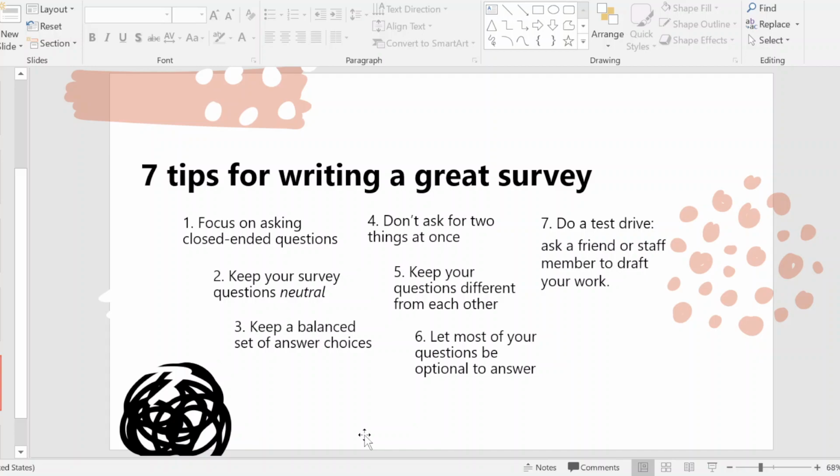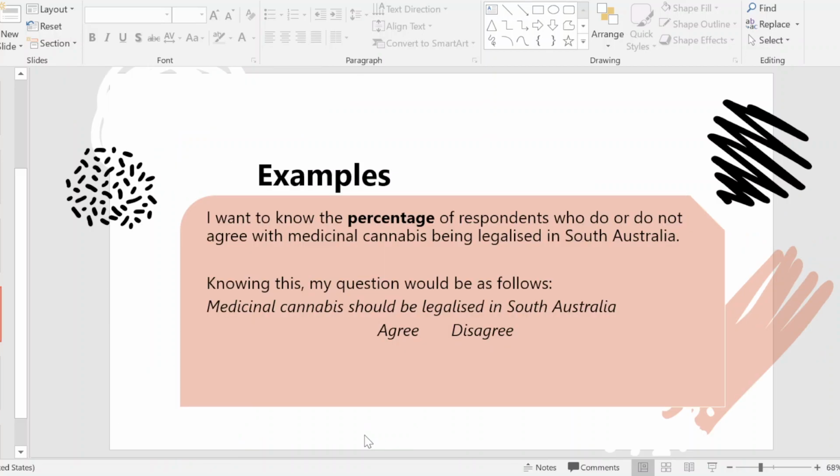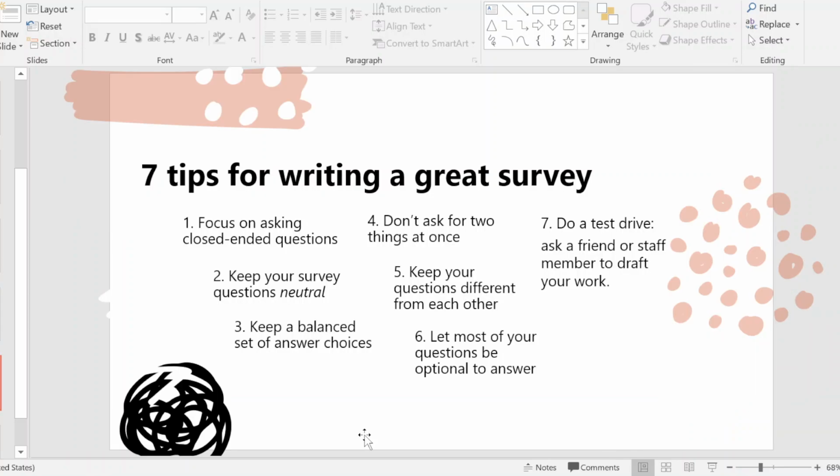Number four, don't ask two things at once. This gets back to the point I was saying before. If you're wanting something to make a statistic, for example, I'll just go back one. In this one, I did "medicinal cannabis should be legalized in South Australia," which is a statement. Agree, disagree, and then I want to know why. Why, as I said, would be a separate question. Okay, so I've asked one thing per question.